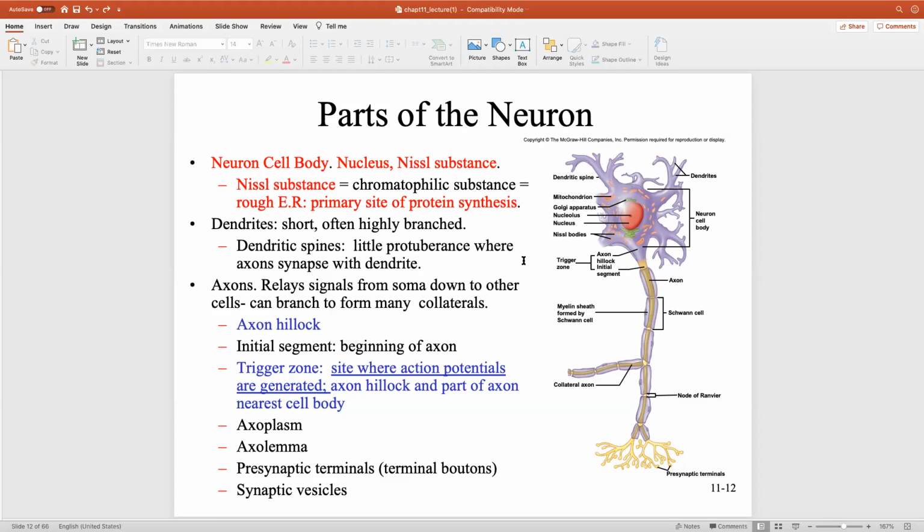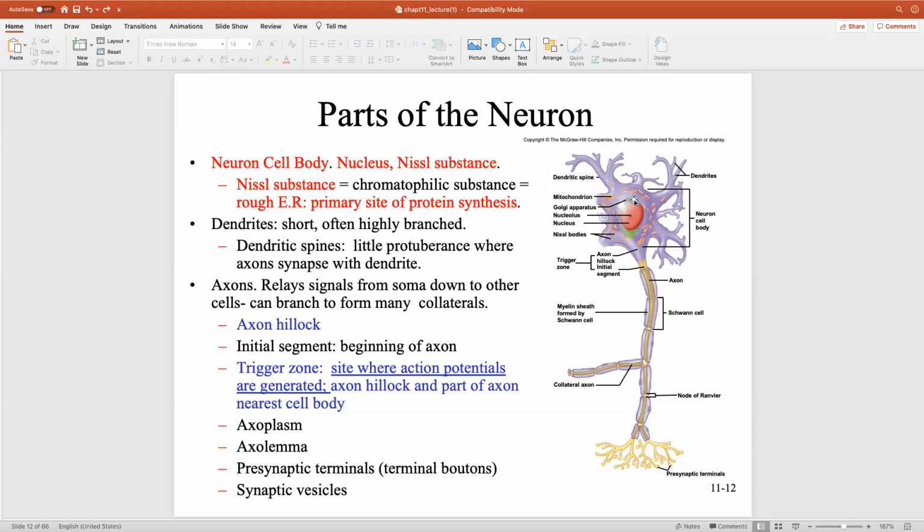Now, if you look at the dendrite, there are multiple dendrites coming out, and within the dendrite, you sometimes might see little spikes exiting out. That's a dendritic spine, and it's usually where one axon synapses with another one.